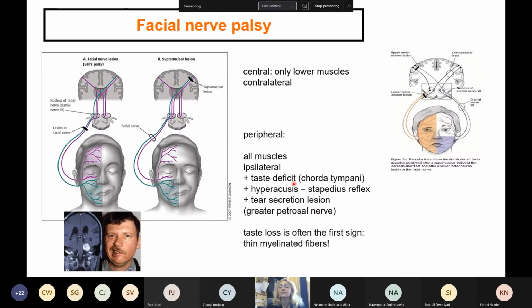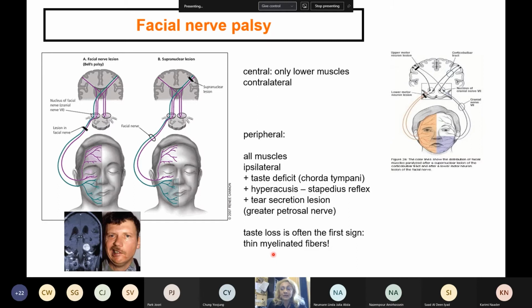And it's not a facial expression muscle, but it belongs to that group: the stapedius muscle in the middle ear, which is also innervated by the facial nerve, and which protects the inner ear from sudden, strong noises. And this will also be lost. So these patients complain about hyperacusis. For example, talking on the phone can be really disturbing because they hear it too loud, too bothering.